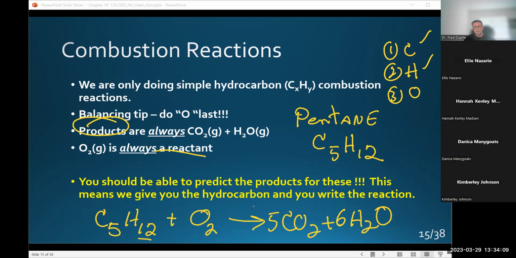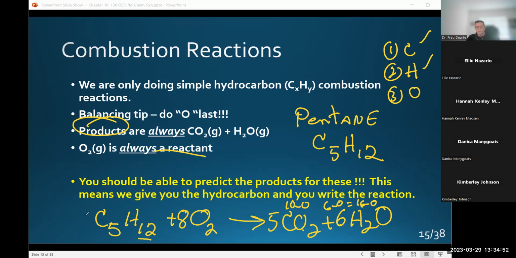Okay. Now finally my oxygens. I got 10 in the form of carbon dioxide and 6 in the form of water. And so I have a total of 16 oxygens. Well, when I got 16 oxygens, if I put an 8 in front of O2, okay, I'm going to have enough oxygens to have this balance. I got 16 oxygens on the left, 16 on the right, 5 carbons on the left, 5 on the right, 12 hydrogens on the left, 12 on the right. So I have a balanced chemical reaction.